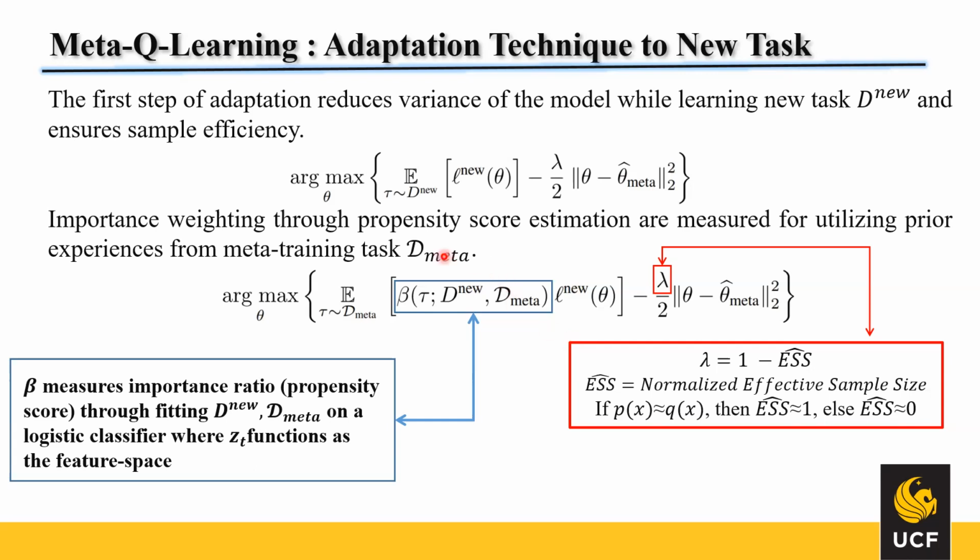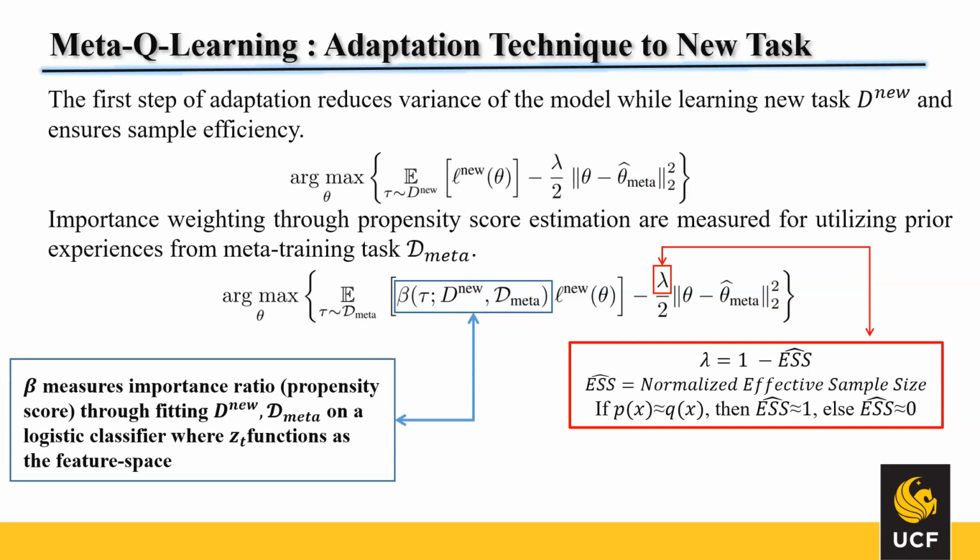In the second step, we introduce an importance weighting technique by calculating the propensity score between D_new and D_meta. D_new is the new task, and D_meta is the pool of tasks that has been used for meta training. This beta calculates the odds, or the probability, that a trajectory theta belongs to D_new or D_meta, and it calculates the importance ratio by fitting D_new and D_meta with a logistic classifier, where z_theta, the hidden representation, works as the feature space for this logistic classifier.